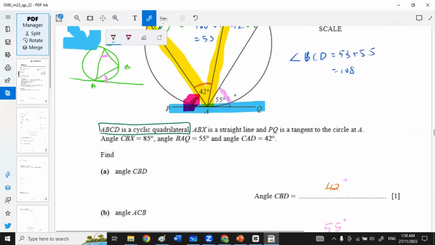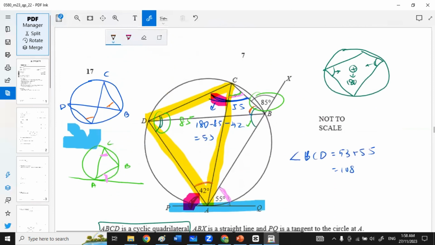Remember, when you solve angle problems, just split it. Get a clearer picture, easier for you to handle.